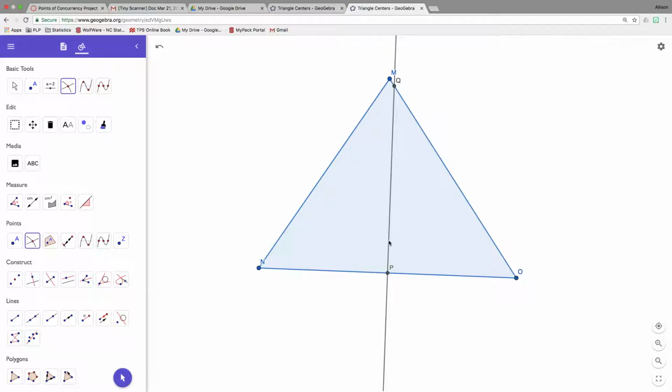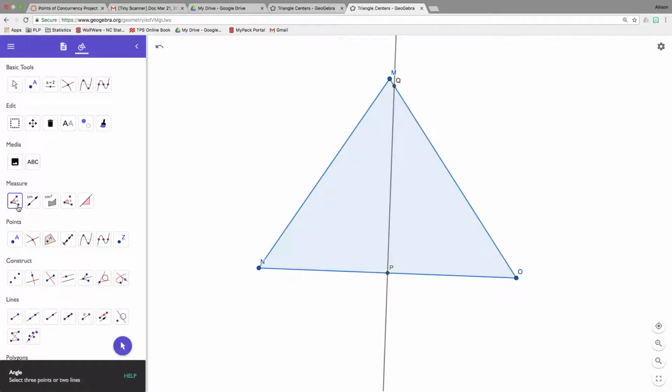Now how can I make sure this is the perpendicular bisector? Good. So let's check that it has right angles. Do you remember how to do that? Yes. Go to measure angle, and you could choose 3 points or just choose 2 lines. Easier to do 2 lines. Okay, good. That's 90 degrees, so I feel good that it's perpendicular.